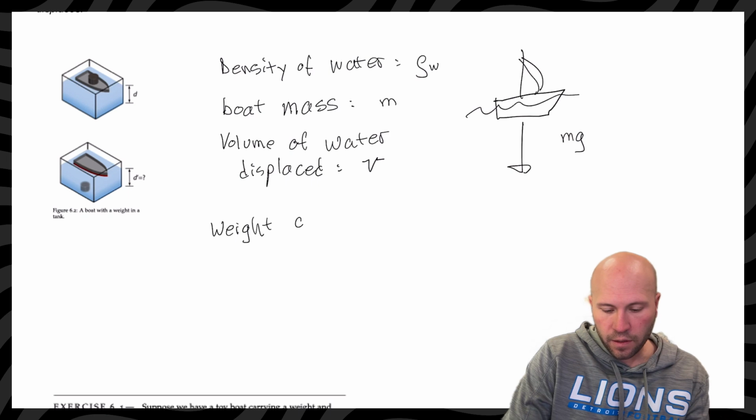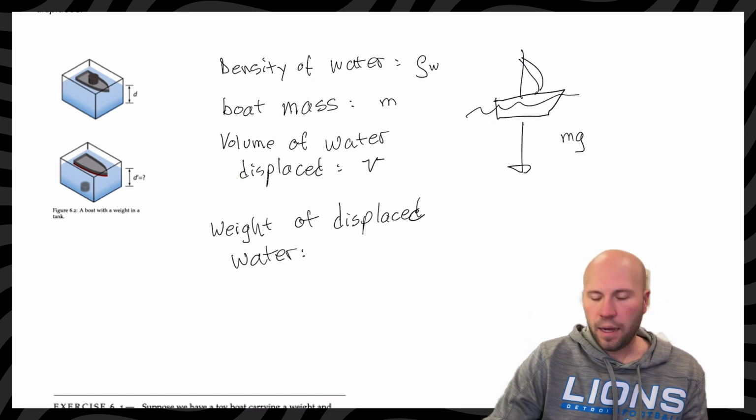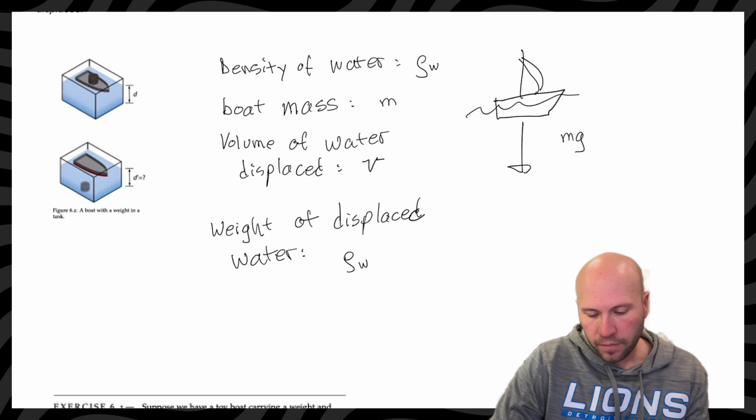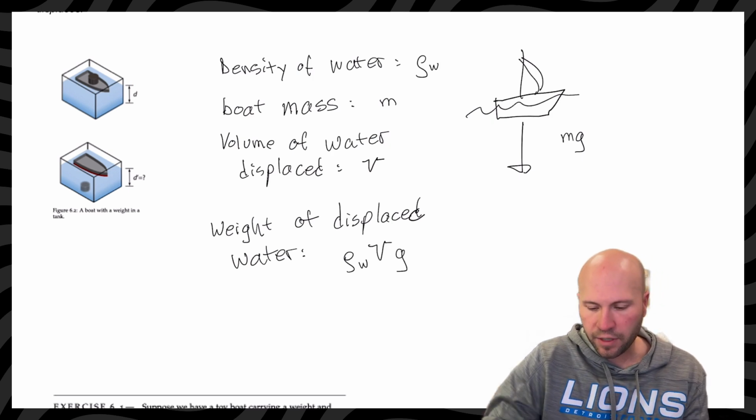Right? So we know what that is. So the weight of displaced water will be the density of water times the volume displaced, that's a mass, times the gravitational acceleration.